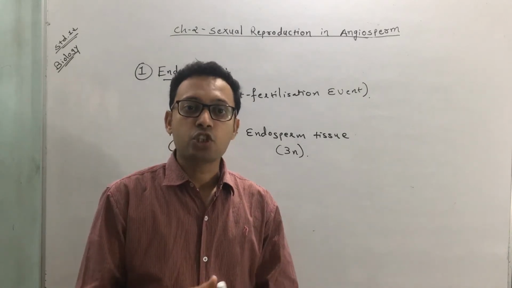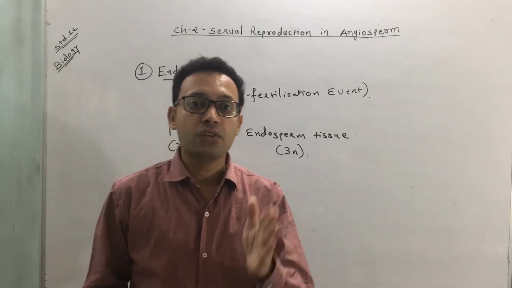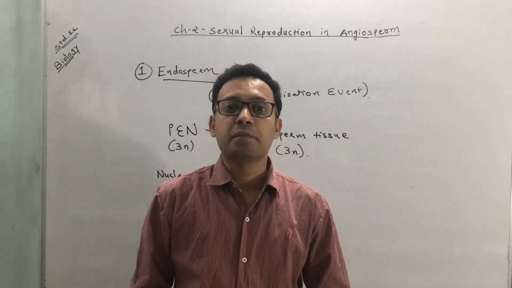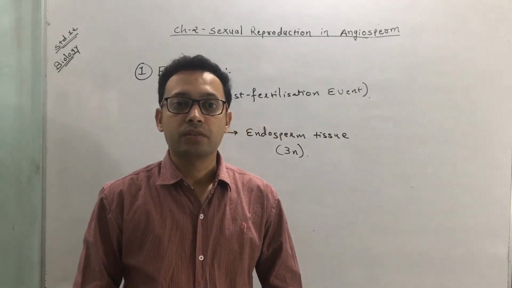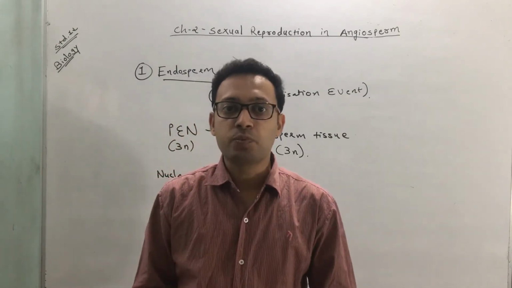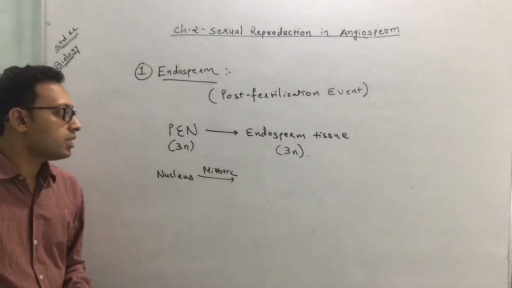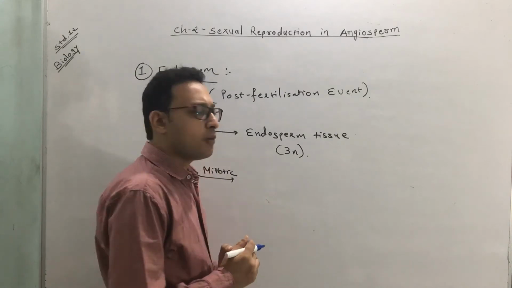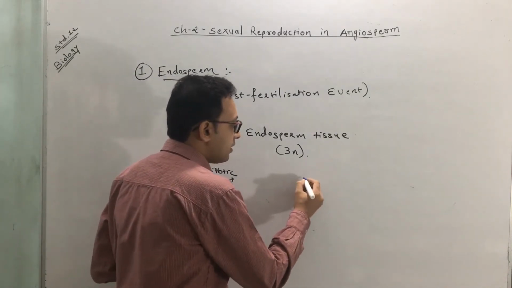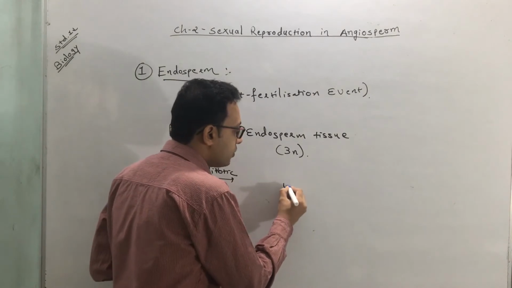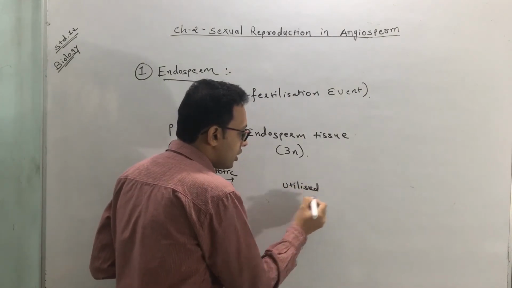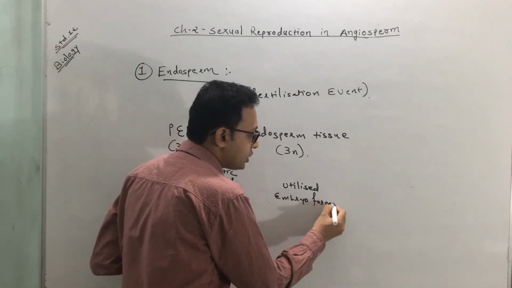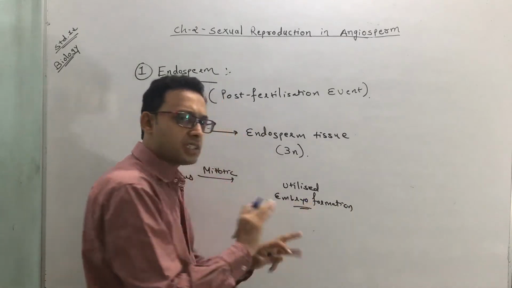Okay, these endosperm cells are filled with reserve food material, and this reserve food material is supplied to a developing embryo. During endosperm formation, the cells of the endosperm are filled with reserve food material, and that food is supplied to the developing embryo. In some plants, the food present in the endosperm is utilized during embryo formation, fully utilized, no food remains.